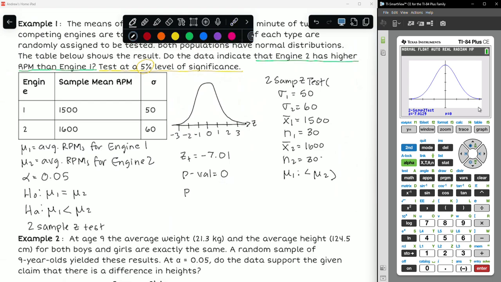When I see that my p-value is 0, I know it's less than my level of significance, and I can feel very confident in rejecting my null hypothesis. So that tells me that I do have strong evidence to indicate that engine 2 has a higher RPM than engine 1.